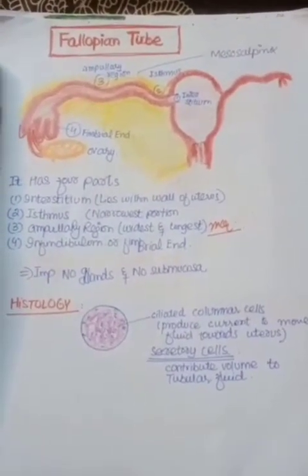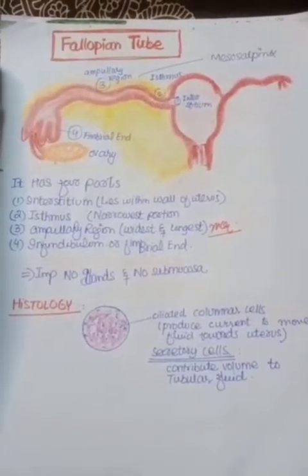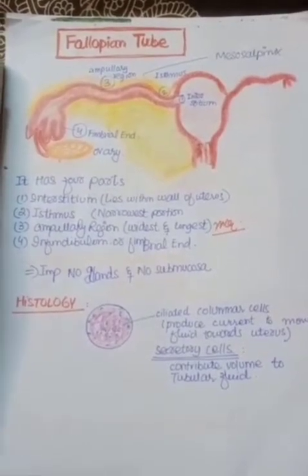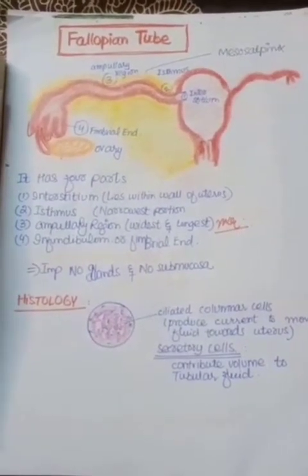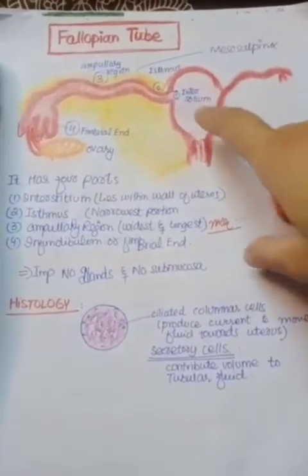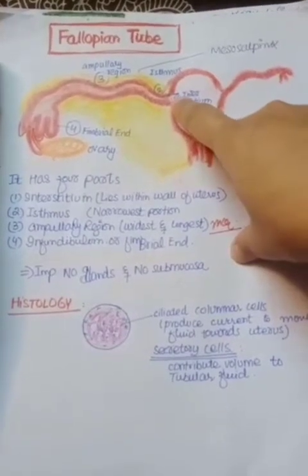First of all, starting with the fallopian tubes. The fallopian tube has four parts. One is the interstitium, the other is the isthmus, the third is called the ampullary region, and the fourth is called the infundibulum or the fimbrial end. The interstitium, as shown in the diagram, lies within the wall of the uterus.